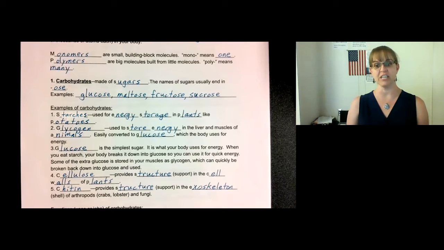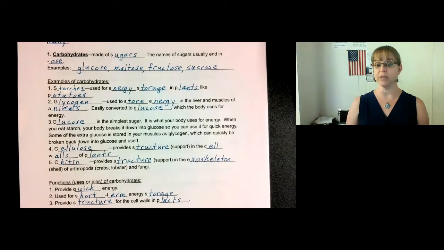This stores energy in the liver and the muscles of animals. And glycogen is easily converted to glucose, which is the simplest sugar, and that's what your body uses for energy. So plants store as starches, animals store as glycogen. So when you eat starch, your body breaks it down into glucose for quick energy, and some of the glucose is stored as glycogen. And then when you need that energy later, it's converted back into glucose.